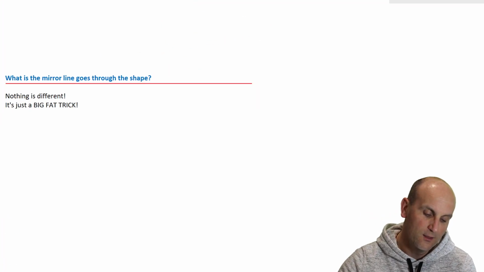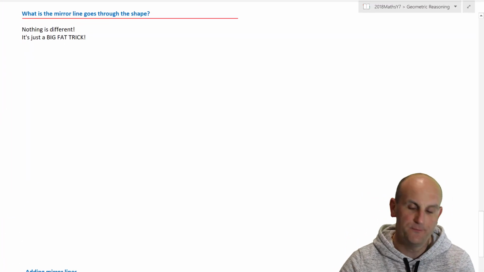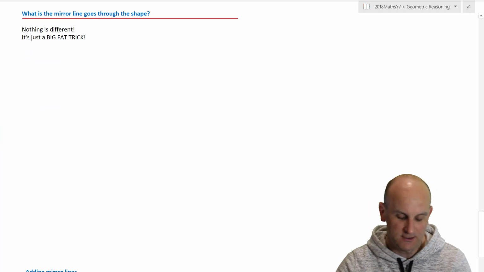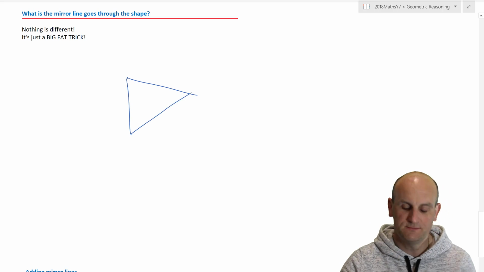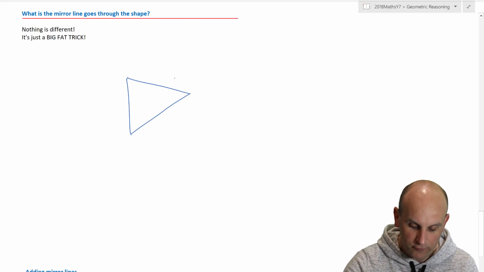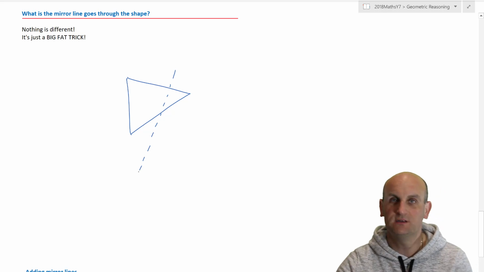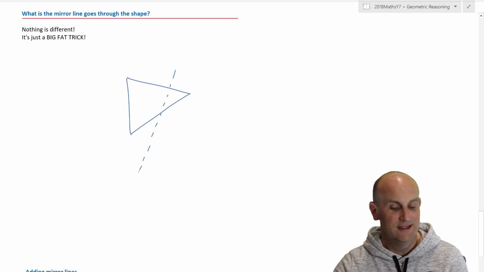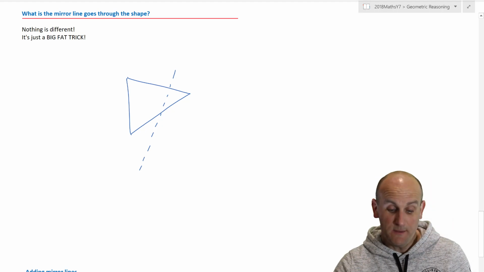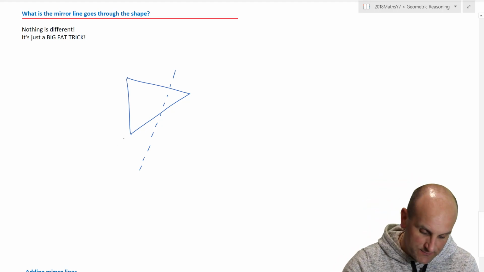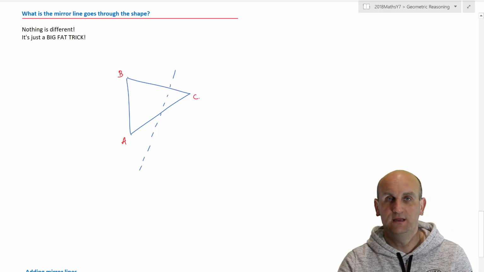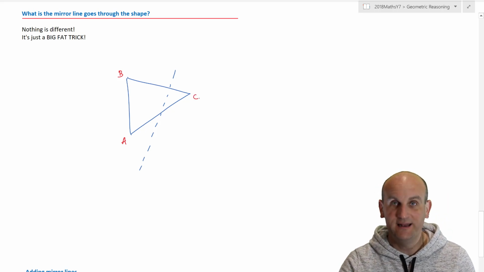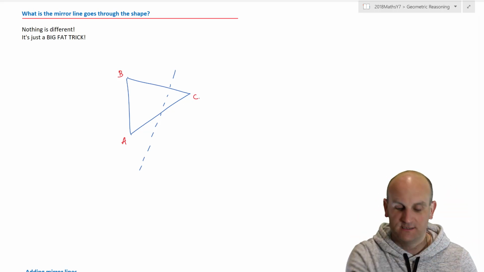Now, one of the tricks that tends to throw people is what happens if a mirror line goes through the shape? And you're going to say, what do you mean by that? Well, let's look at this example here. Here is my triangle. And I'm going to draw my mirror line as a dotted line like that. And you're going to go, it doesn't matter. Changing my pen color so I can do this, I'm going to label these points A, B, and C. Now, all you need to do is measure the distance from the dotted line. It doesn't matter which side the dotted line is.